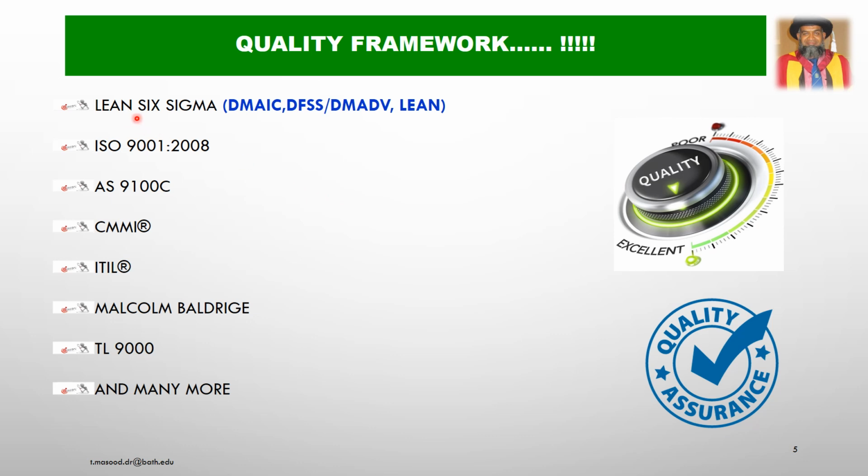At the top of the list, you can see Lean Six Sigma, DMAIC, DFSS, DMADV, and Lean. DMAIC: define, measure, analyze, improve, and control. Design for Six Sigma: define, measure, analyze, design, and verify. There are also ISO 9001, AS 9100, Malcolm Baldrige, TL 9000, and many more quality systems. They demonstrate where you are and how you can improve quality, with different metrics and parameters to identify your weaknesses and strengths, in order to assure or ensure your quality.